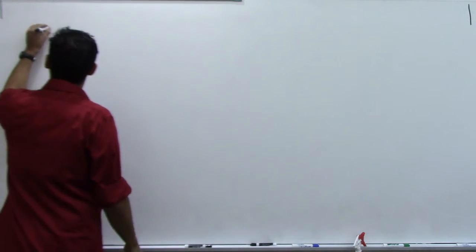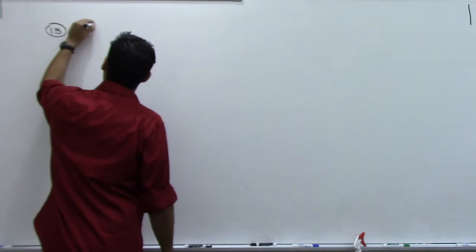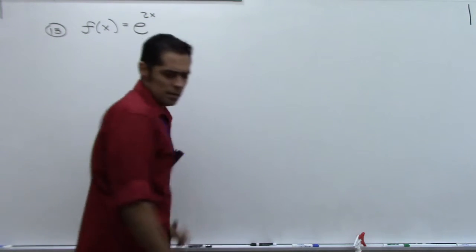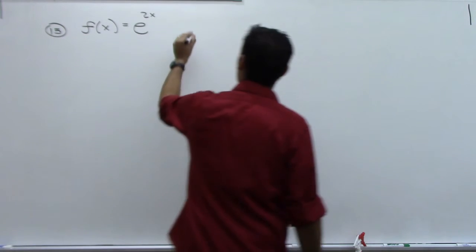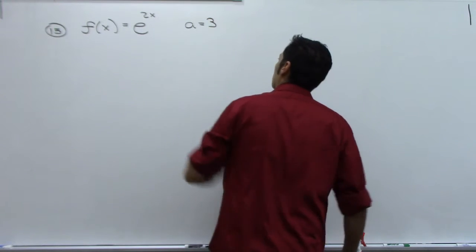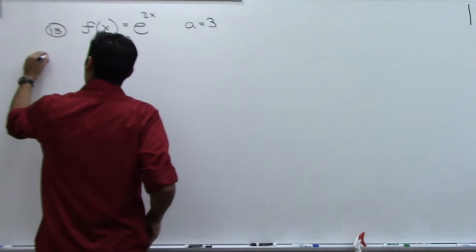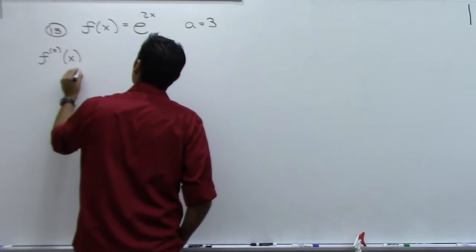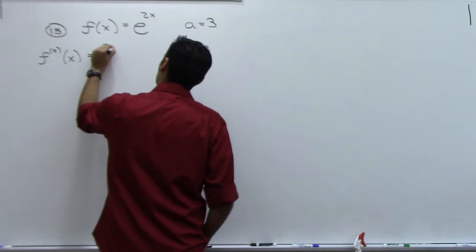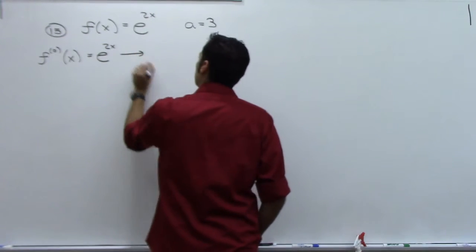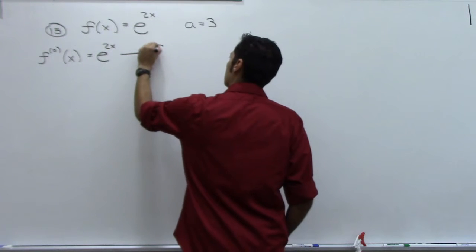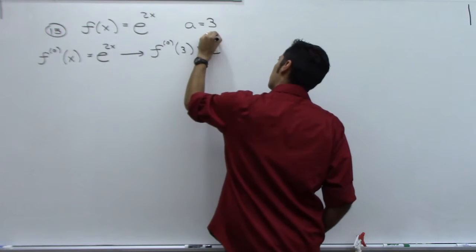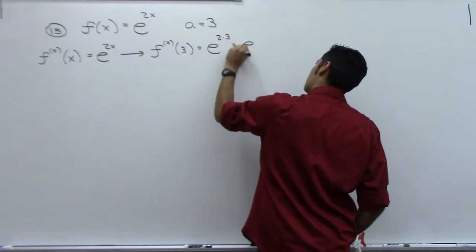15. I'm pretty sure I'm doing 15 in class. f of x equals e to the 2x, and we're going to do that about a is 3. All right, let's start doing derivatives. So the 0th derivative of this function is itself. And if I plug in this 3, I get e to the 2 times 3, which is e to the 6.